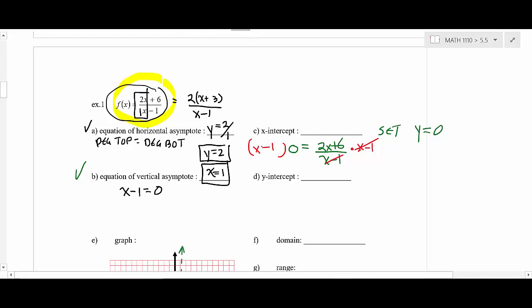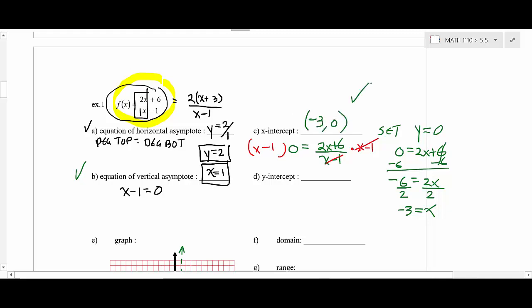This side is going to be 0, so you're going to get 0 equals 2x plus 6, and then you can solve that equation. What you really end up doing on an X-intercept on a rational function is figuring out what makes the numerator 0. So from here, you could subtract 6 from both sides. That would give negative 6 equals 2x. Divide by 2, you would have x is equal to negative 3, so we write that as negative 3, 0.